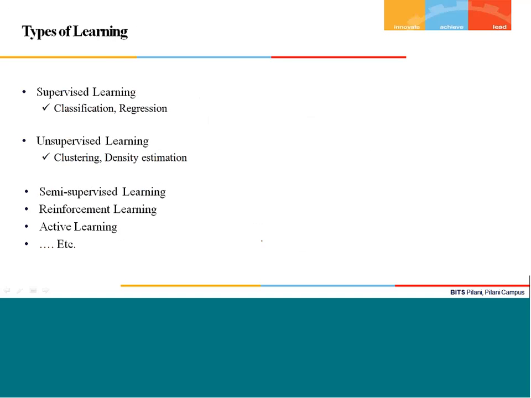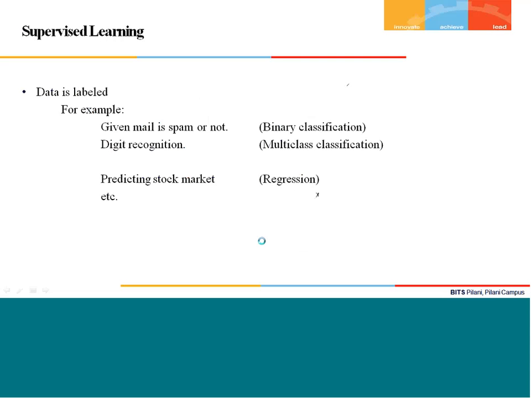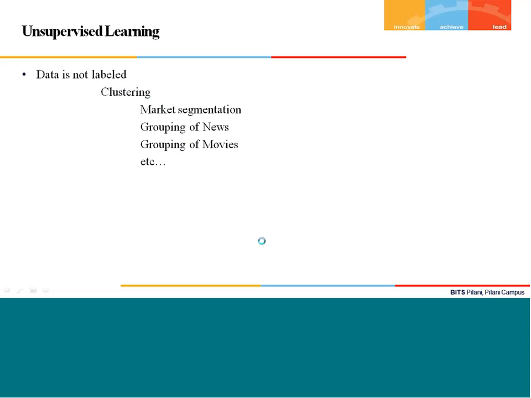And semi-supervised learning, reinforcement learning, and active learning, we will take one by one. It will be clearer when I come up with an example there. Data is labeled, as I already told you what it means here. Supervised learning and unsupervised learning are the same thing.